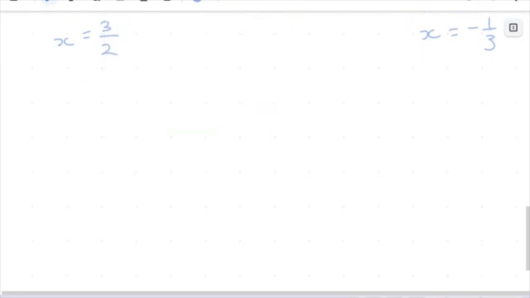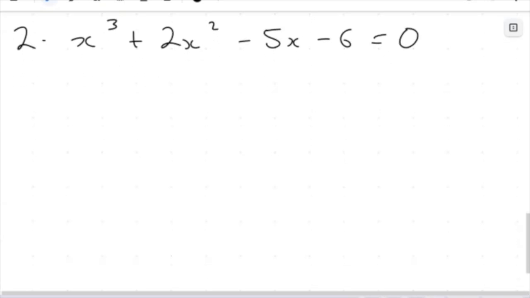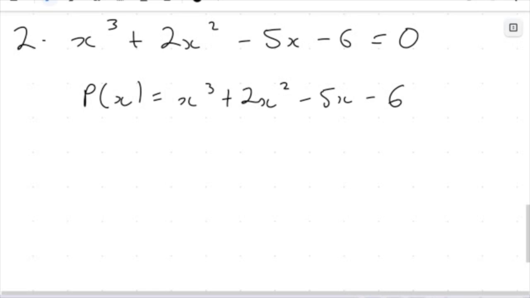This just gives you a regular polynomial, and we want to solve this equation. We want to find the zeros of this particular polynomial here. Minus 6 equals 0. Okay, so what's tricky here is we've got a polynomial here, p of x on the left-hand side, x cubed plus 2x squared minus 5x minus 6. But we don't really know what divisor in the form of x minus a is going to be a factor here.